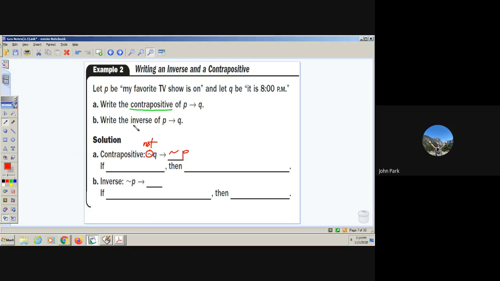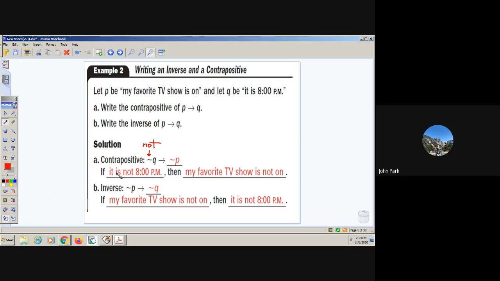Right? So the inverse of P implies Q, or if P, then Q, would be just putting a not in it. So put a not, so that'll be if not P, then not Q, would be the inverse. And you could replace that with words there, right? So then here, you put a not in there.